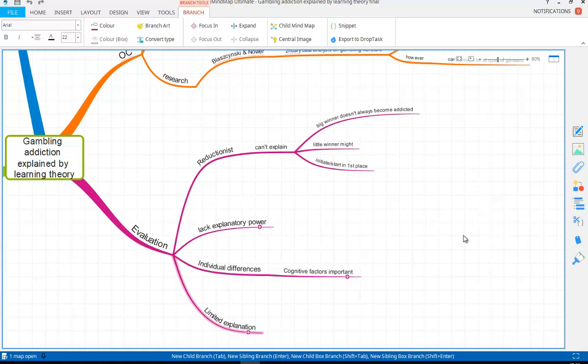Ditto, what about the little winner who might become addicted? They just win the odd scratch card or something, but they become addicted. It can help to understand and explain certain behaviours, but not all types of gamblers. The other thing it can't explain is that it doesn't really satisfactorily explain initiating gambling in the first place. There must be some other factor involved for people to start gambling before they even get reinforced.